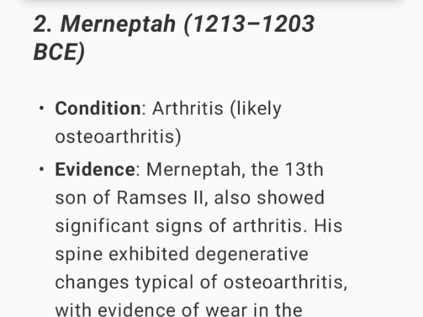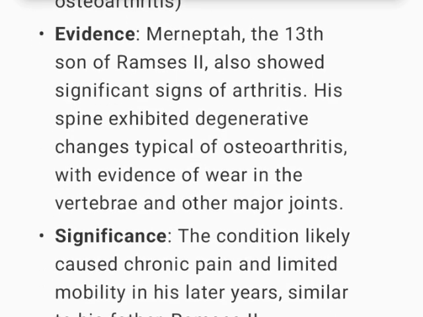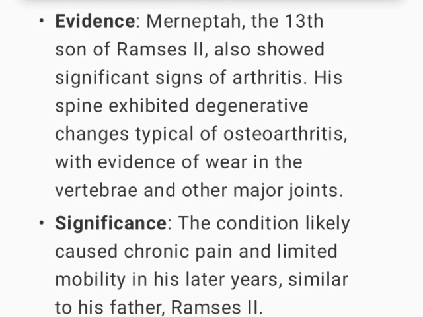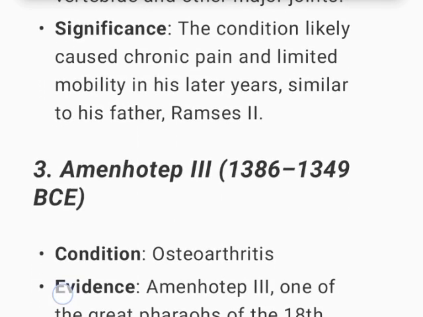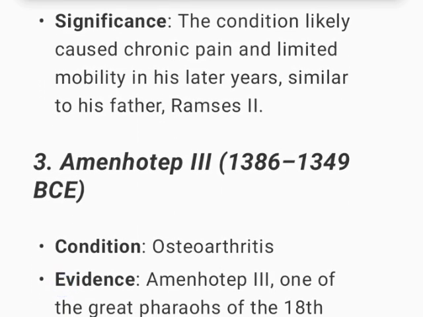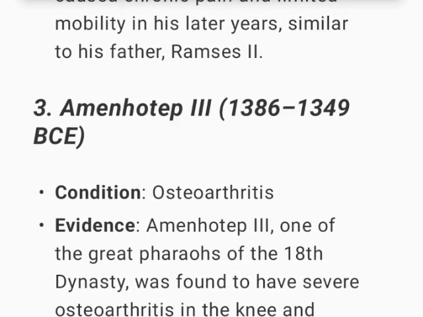2. Merneptah, 1213 to 1203 BCE. Condition: arthritis, likely osteoarthritis. Evidence: Merneptah, the 13th son of Ramses II, also showed significant signs of arthritis. His spine exhibited degenerative changes typical of osteoarthritis, with evidence of wear in the vertebrae and other major joints. Significance: the condition likely caused chronic pain and limited mobility in his later years, similar to his father, Ramses II.